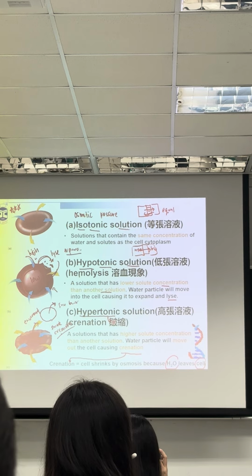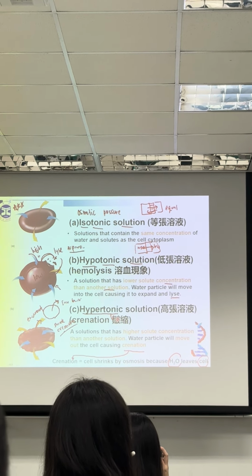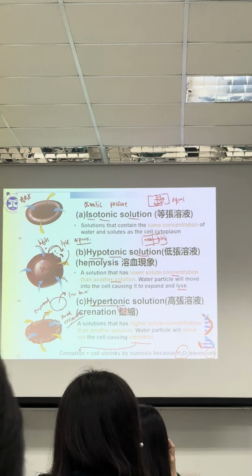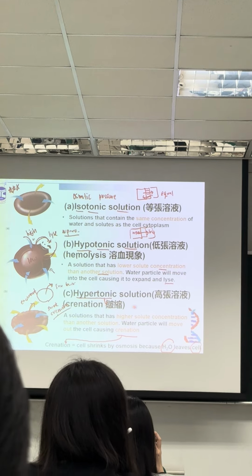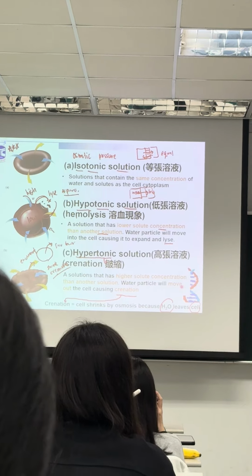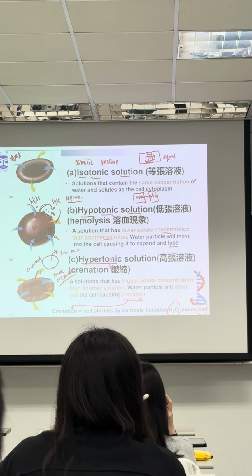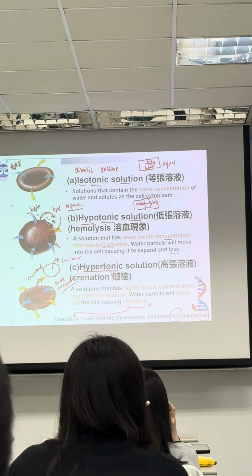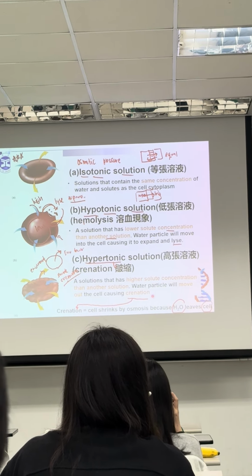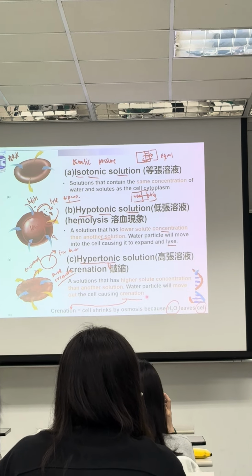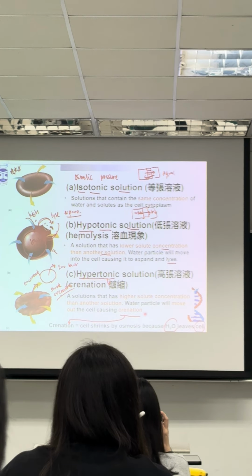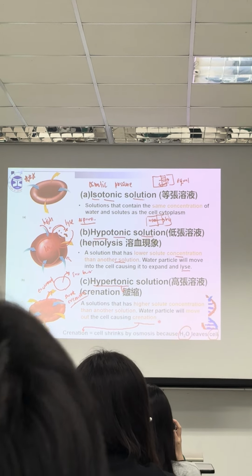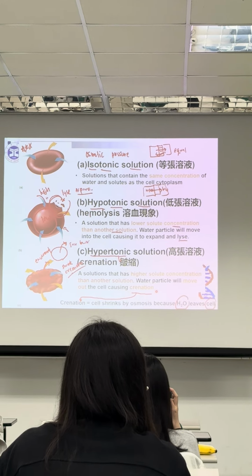Hypertonic means that water inside the cell goes out. The water particles will move out of the cell, causing crenation. What is crenation? Your cell will shrink, because water comes out from the cell. So please explain all this if the question asks you to justify.